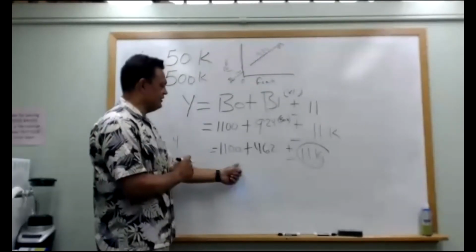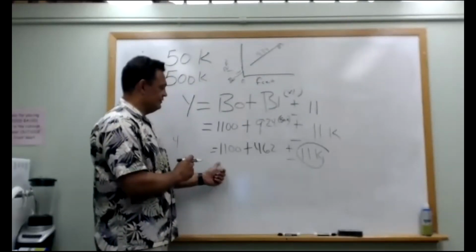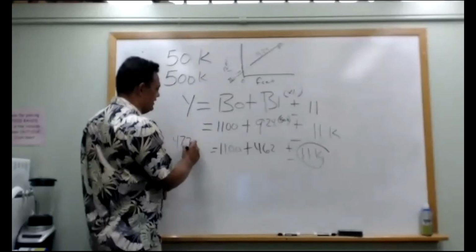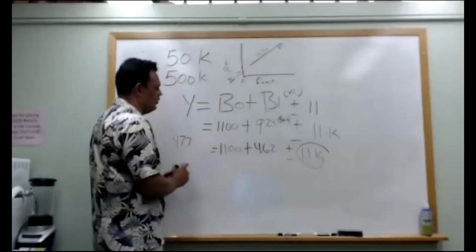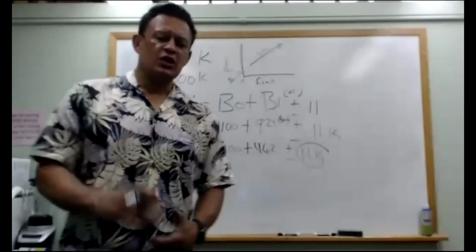473,000. That's 1,100. That's 462,000. Okay, let's do it. 473,000. We'll just put it at that. We'll round it off. Okay. You with me here, though?